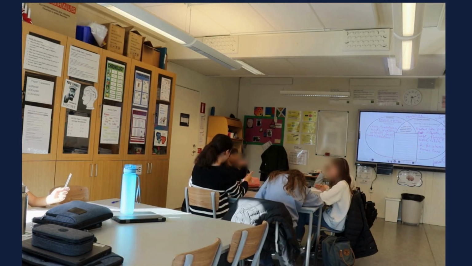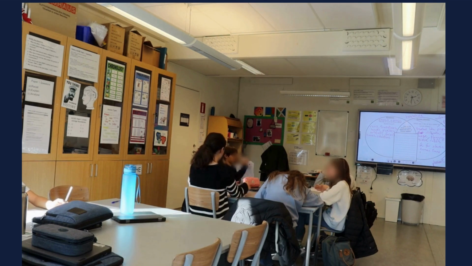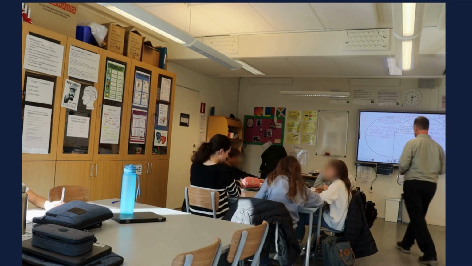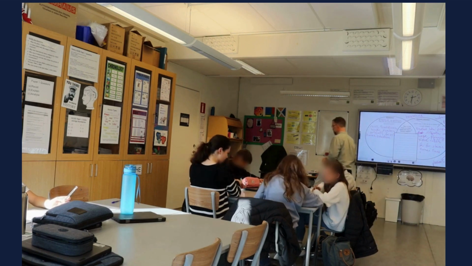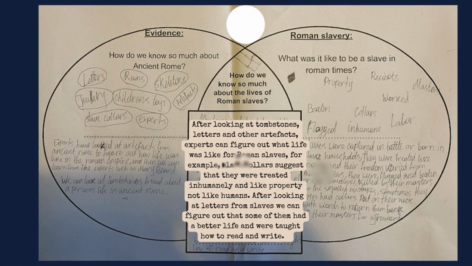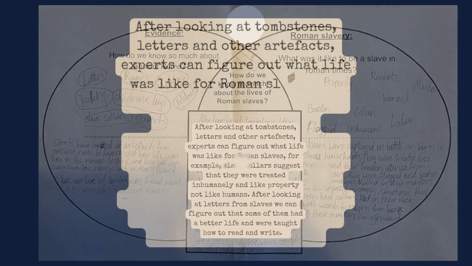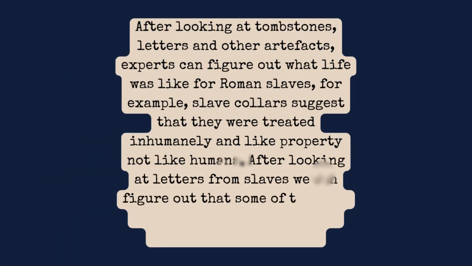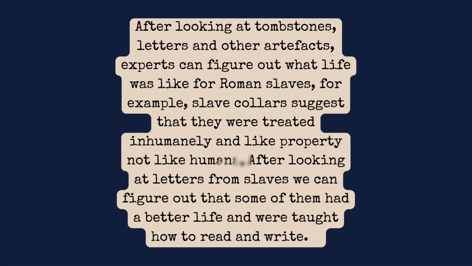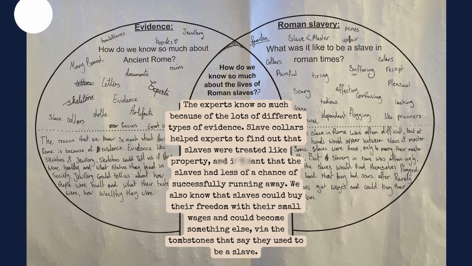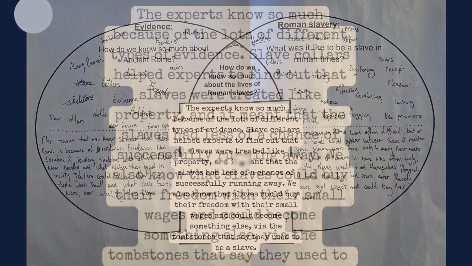We've focused on the second half of the Venn diagram, which looks specifically at the topic of slavery in Roman times. And then finally they're asked to combine all of this together to write a paragraph, as in this example. So we can see that given the structure, students are able to really consider that quite thought-provoking question about how historians use evidence to understand the past.